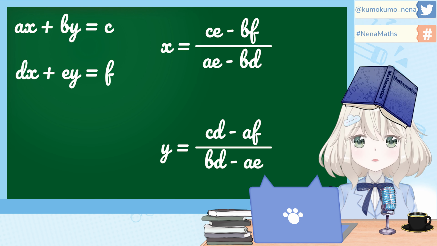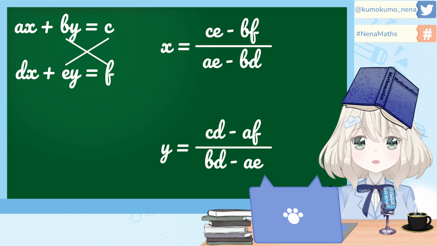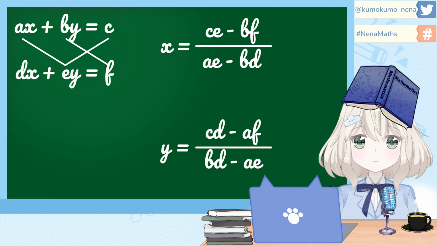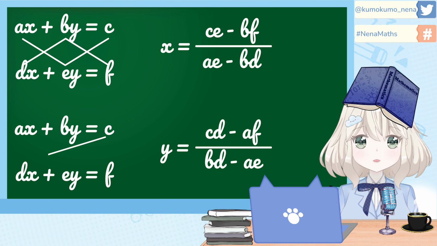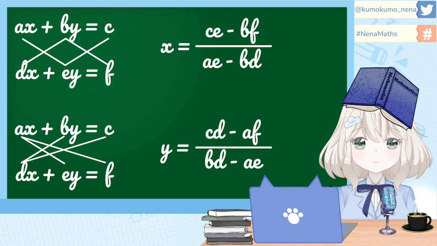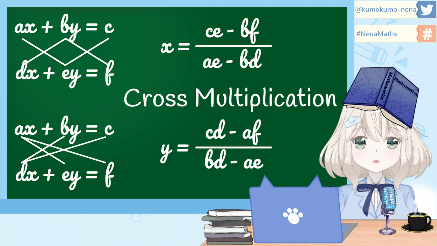If we put these two formulas next to the original equations, we can see that x is this times that minus this times this over this times that minus this times this. Similarly, we can draw some lines for y. We call this method the cross multiplication method.